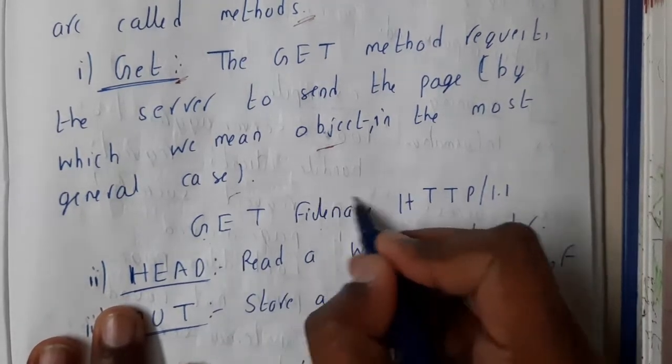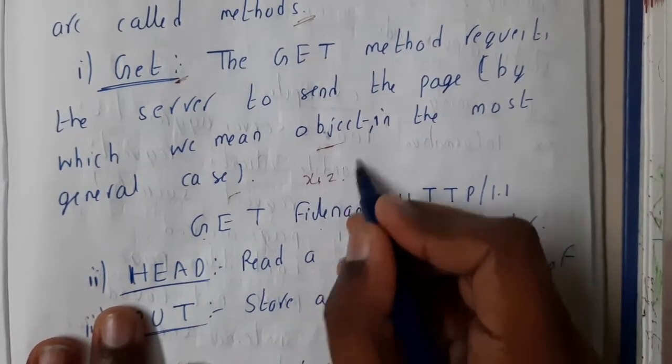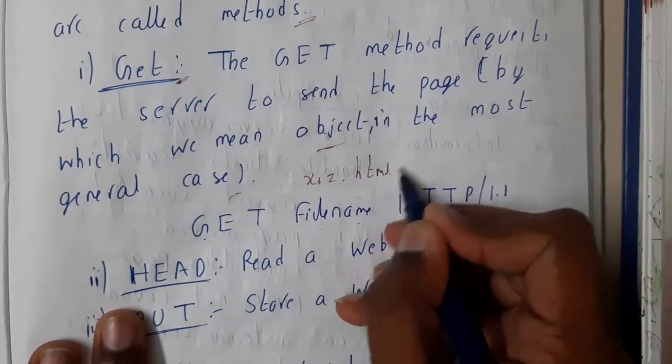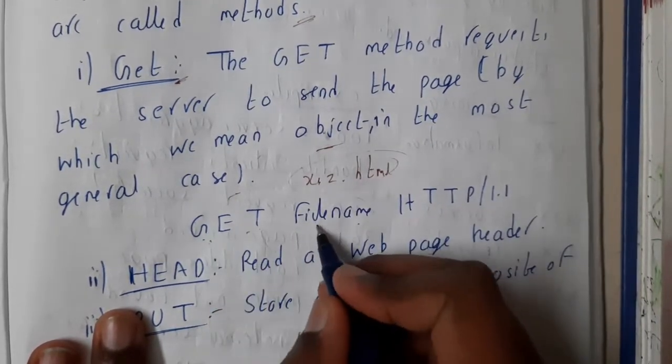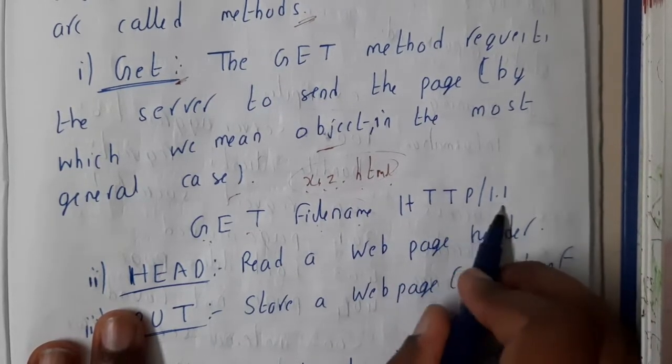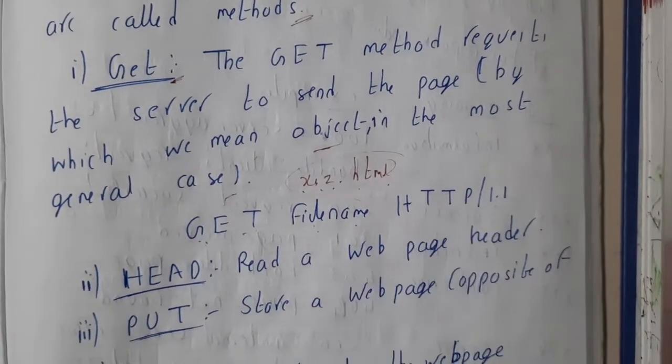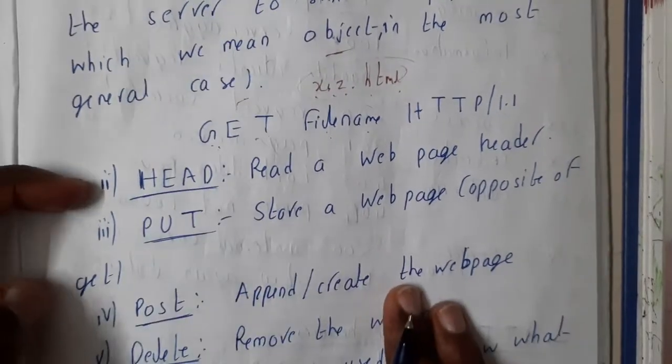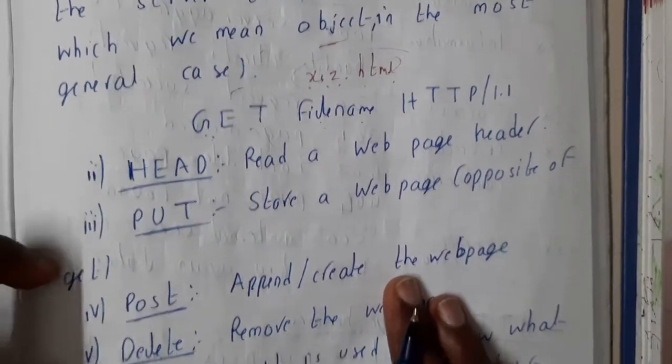So assume that you want the file name as xyz.html, you want that HTML file. So you'll be writing GET xyz.html HTTP/1.1. This just specifies the version, guys. Which version of HTTP are you using? Similarly, we have HEAD, where we get the header of the web page.